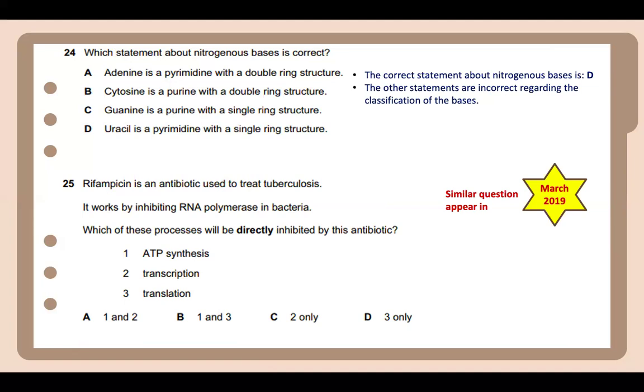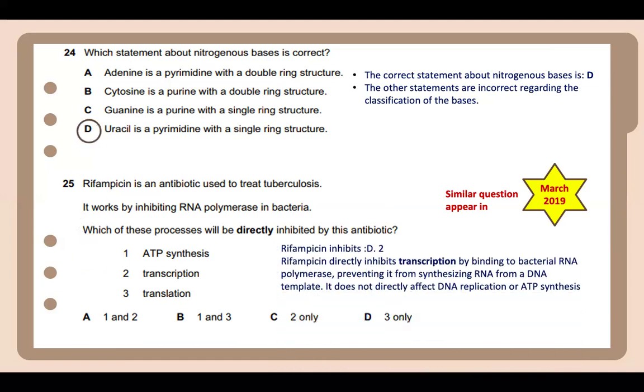Rifampicin is an antibiotic used to treat tuberculosis, and it works by inhibiting RNA polymerase in bacteria. Which of these processes will be directly inhibited by the antibiotic? So this is also a similar question which appeared in March 2019. The answer is that rifampicin inhibits transcription. Rifampicin directly inhibits transcription by binding to bacterial RNA polymerase, preventing it from synthesizing RNA from the DNA template, and it does not directly affect DNA replication or ATP synthesis.